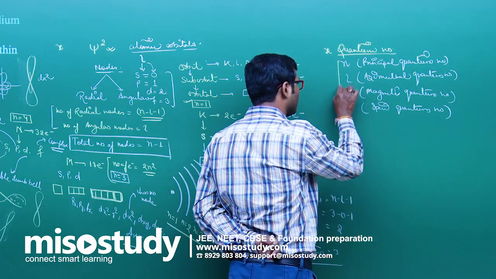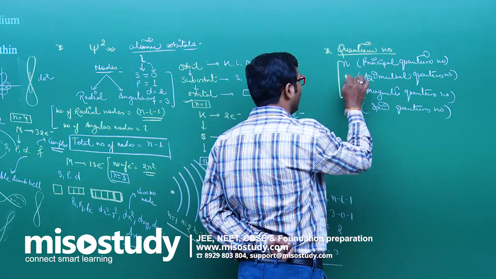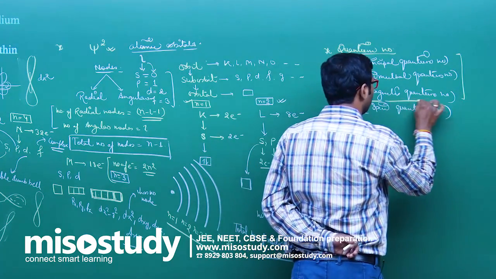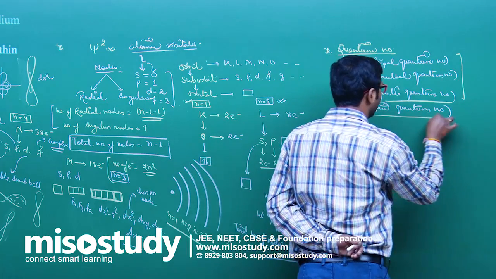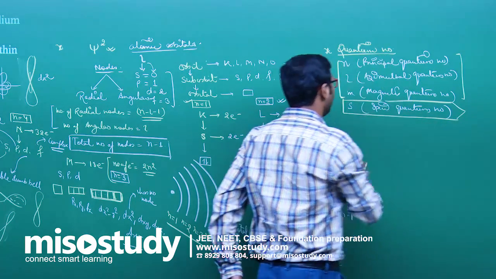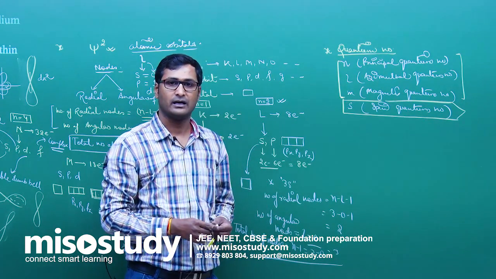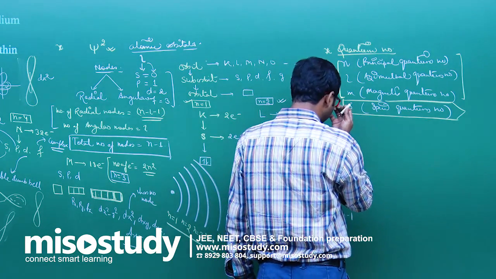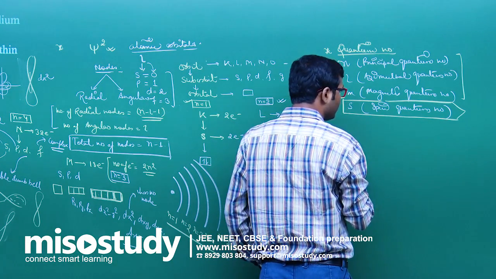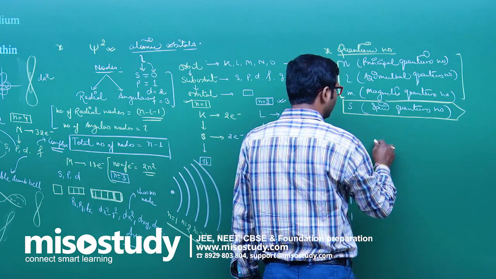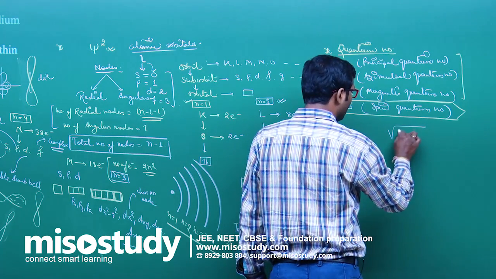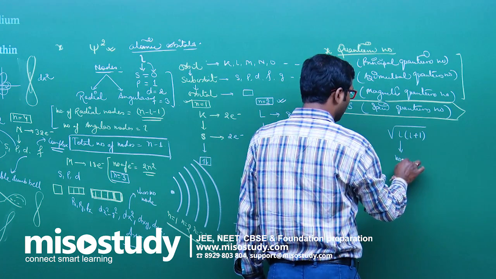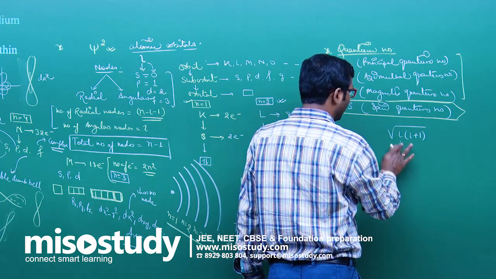These 3 quantum numbers can easily be governed by the Schrodinger wave equation, but the Schrodinger wave equation cannot explain this quantum number, the spin quantum number. Clear to you? Now if anyone asks you how to find the orbital angular momentum, the formula is equal to root under l(l+1), where l is the azimuthal quantum number.